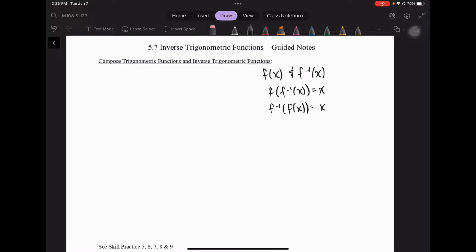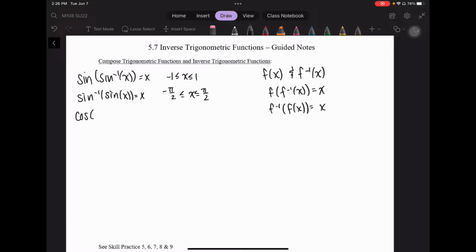Well, the same thing is true for sine and cosine and tangent, but we do have some restrictions in terms of the x values. So the sine of the inverse sine is equal to x on the domain from -1 to 1, but the inverse sine of sine x is equal to x from -pi/2 to pi/2.